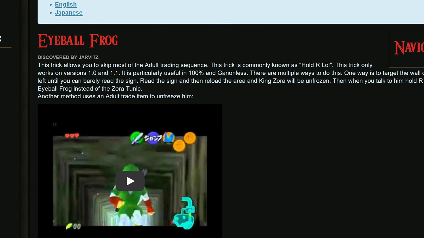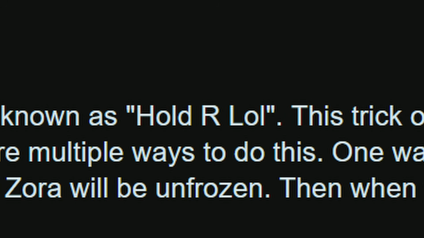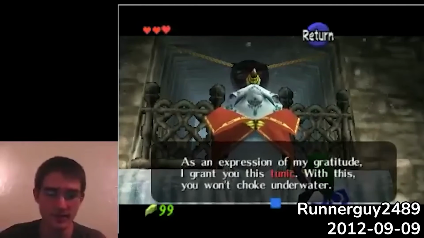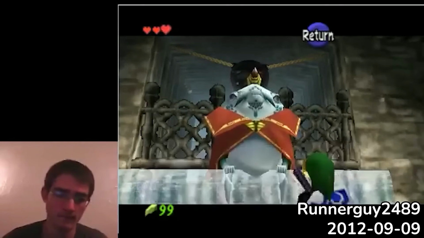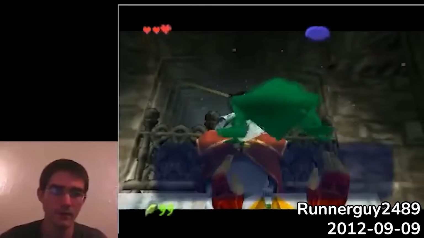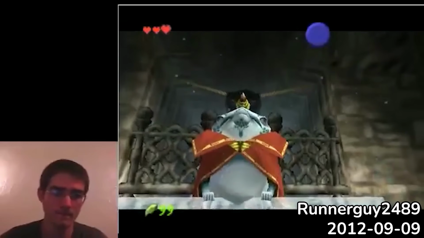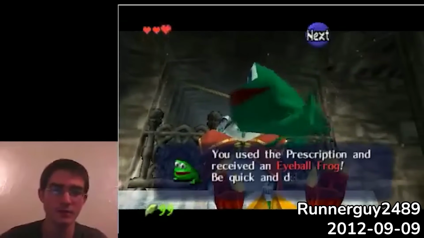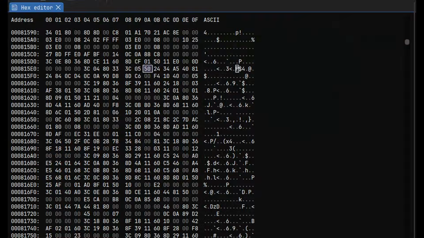You may have heard of the hold R glitch before in Ocarina of Time, also known as hold R lol, where the developers apparently left an oversight in the game's code regarding the R button in the 1.0 and 1.1 versions of the game. If you held down the R button during the trading quest chain and talked to King Zora while he tries to give you the Zora tunic, he would instead give you a later item in the trading quest chain, the eyeball frog. Oversights like this can be somewhat common in games, and so JJ902 likely was searching for these kinds of occurrences to give him an advantage.